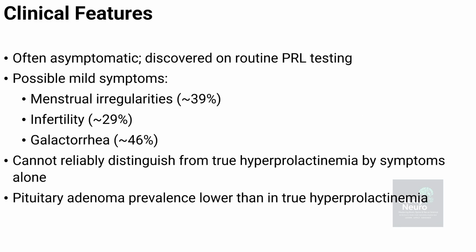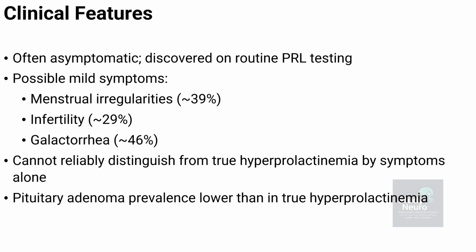Macroprolactinemia is most often clinically silent and is frequently discovered incidentally when prolactin is measured for unrelated reasons. Many patients have no symptoms at all, despite apparently elevated prolactin levels on laboratory testing. This asymptomatic presentation is a key clue that the elevated prolactin may not be biologically active.